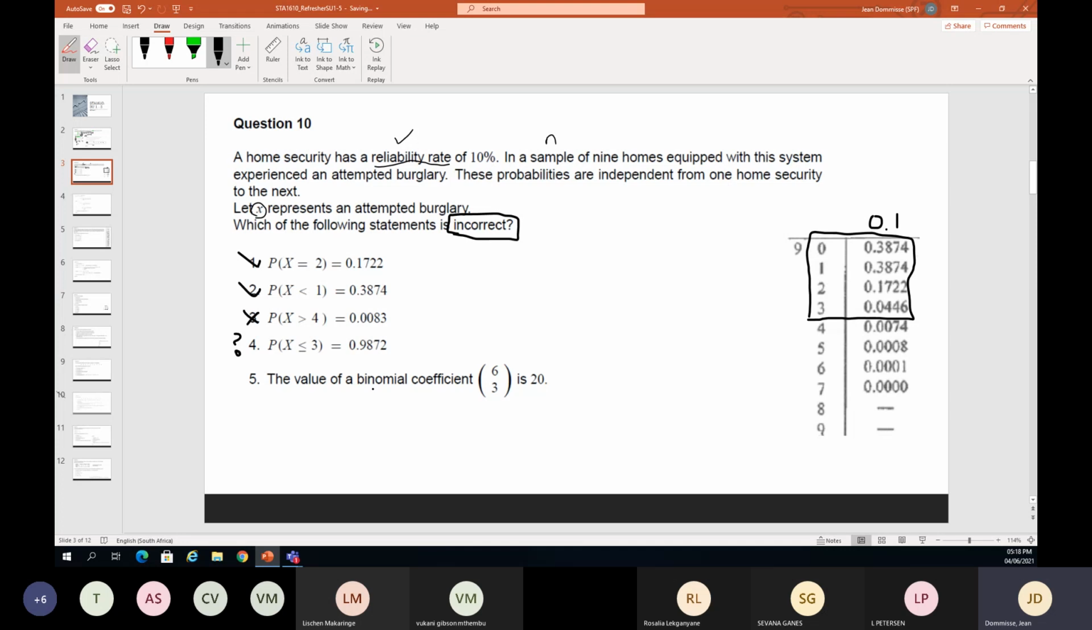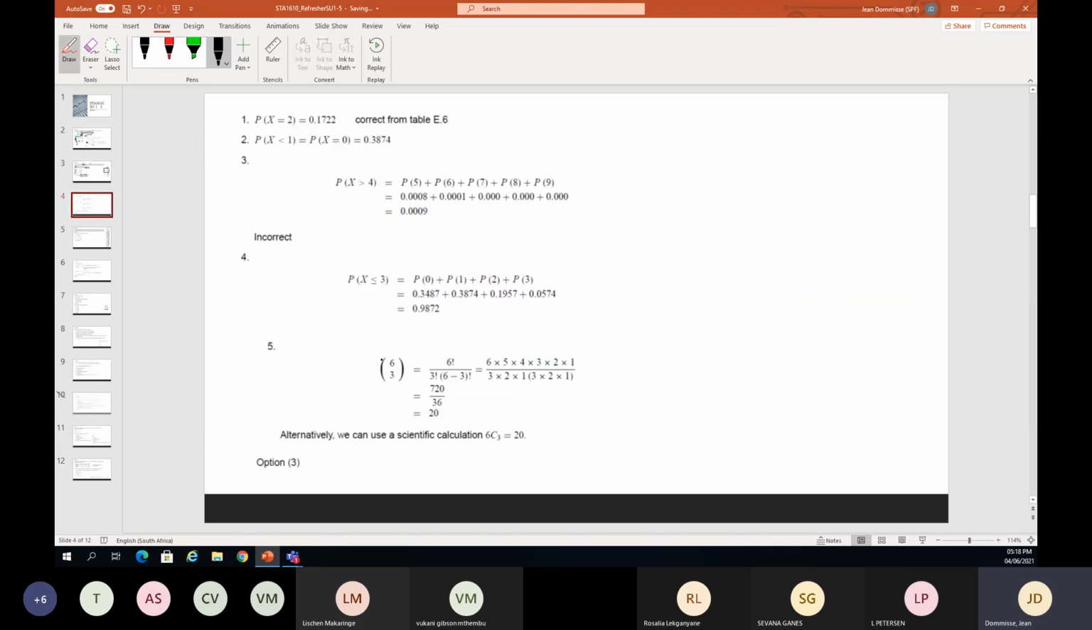The binomial coefficient, and I don't think you guys have done anything like that before. I don't know if there was something like that in your assignment. I don't think so, because this was from a few years ago. So let me show you what that is as well. Let's go to the answers.